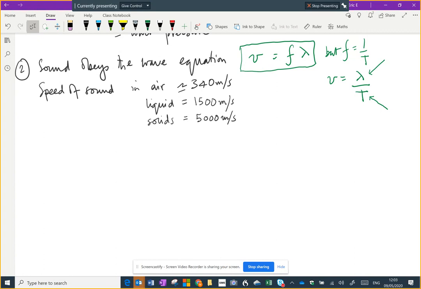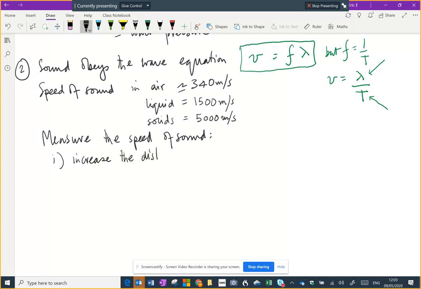So if we're going to measure the speed of sound, we've got two options. We can either make the distance much bigger, and then the time gets much bigger, and we can measure it with the stopwatch. Or we can get a more accurate timer. It's all very well to say increase the distance, but who's got a 340 meter long garden?